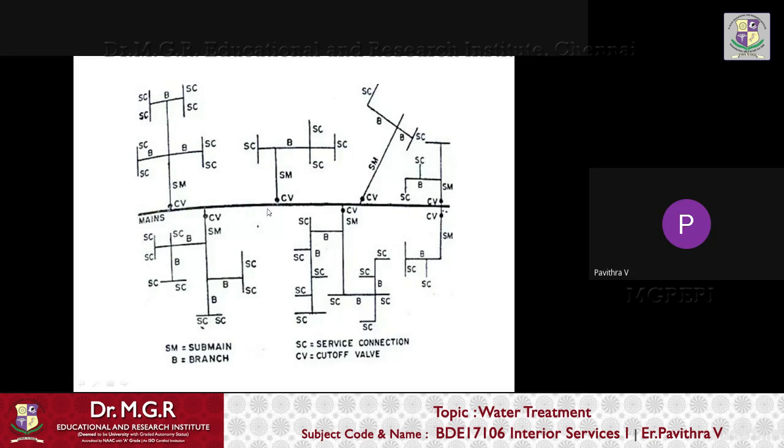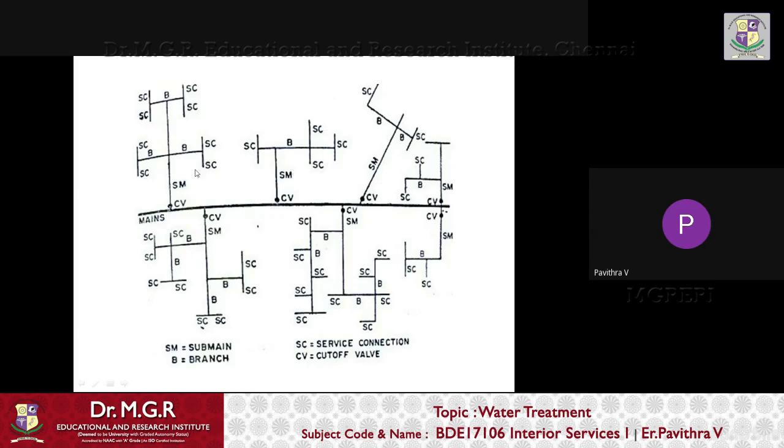So this is the main line which is laid in the center of the city. Then from the main to the submain, SM is the submain, then submain to the branch, branch to the service connections, and the cutoff valve. Since each and every tree has a separate cutoff valve, the cost of implementing the cutoff valve will be lower compared to the other systems.